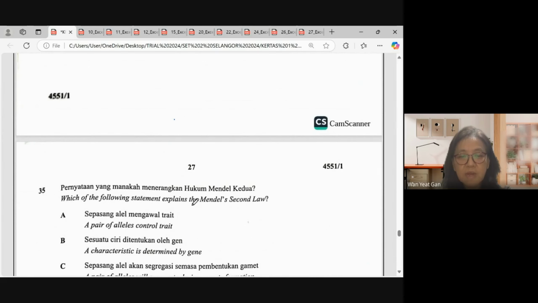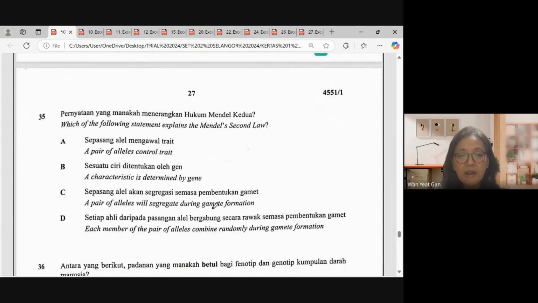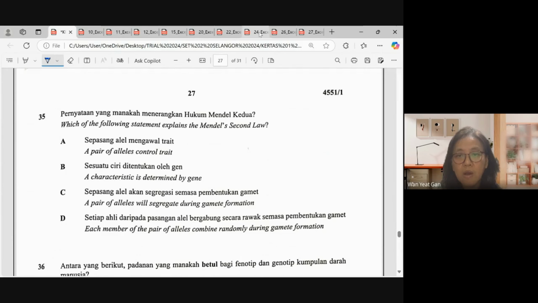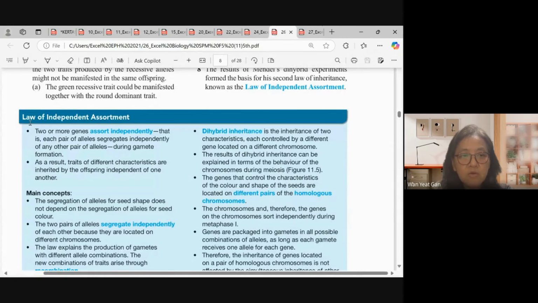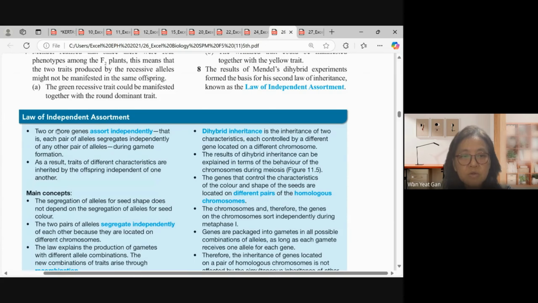Which of the following statements explains Mendel's second law? Mendel's second law is also called the law of independent assortment, where two or more genes will assort independently. Each pair of alleles will segregate independently of any other pair of alleles during gamete formation. As a result, the traits of different characteristics are inherited by the offspring independent of one another.